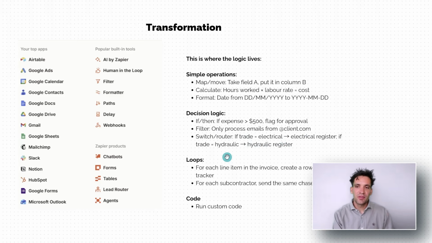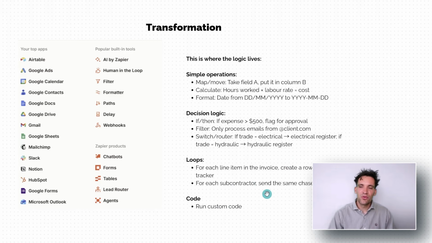Now, filters generally tend to be binary, yes or no, but you can also have what's referred to as a switch or a router where you have multiple tags that categorize input. For example, electrical stuff goes to the electrical register, RFIs go to the RFI register, hydraulics go to the hydraulics register. We can have a loop.